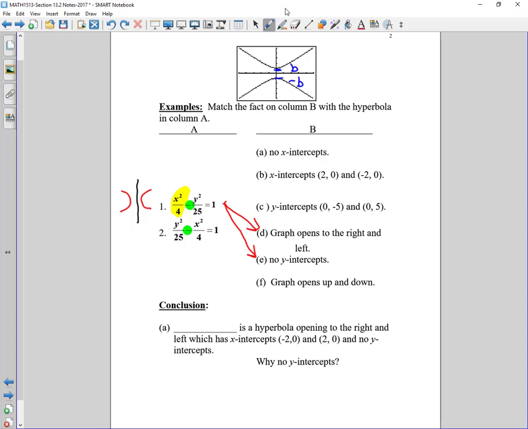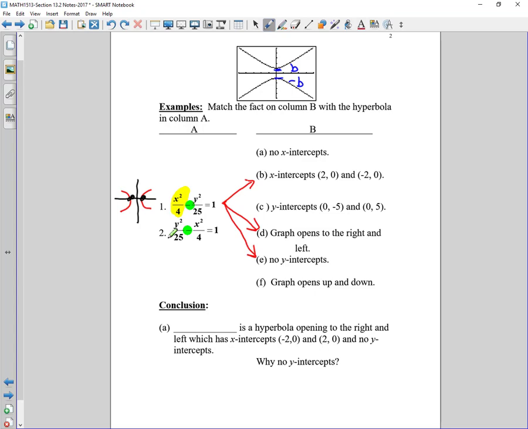But it will have x-intercepts right here. And those x-intercepts come from that 4. And so it would be, that's actually a 2 squared. So then it would have x-intercepts equals (2, 0) and (negative 2, 0). Now, by process of elimination, you know that the remaining characteristics in column B will match with 2.